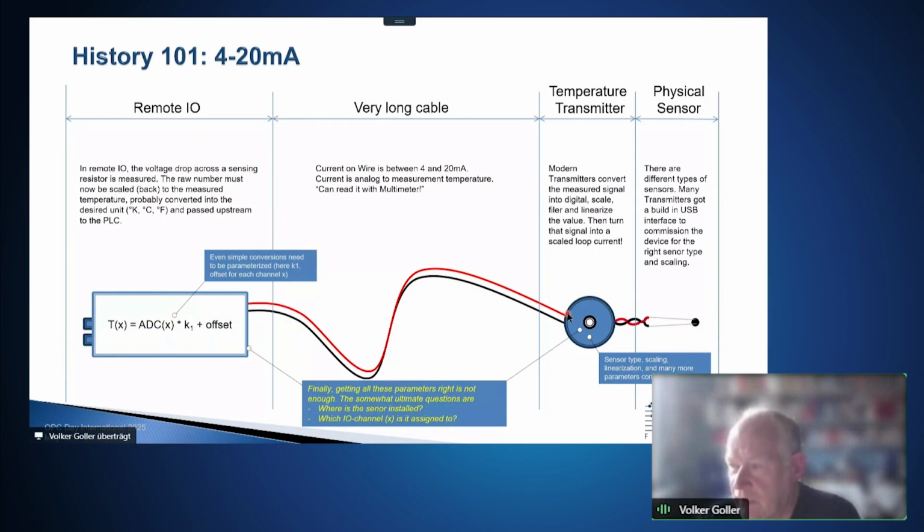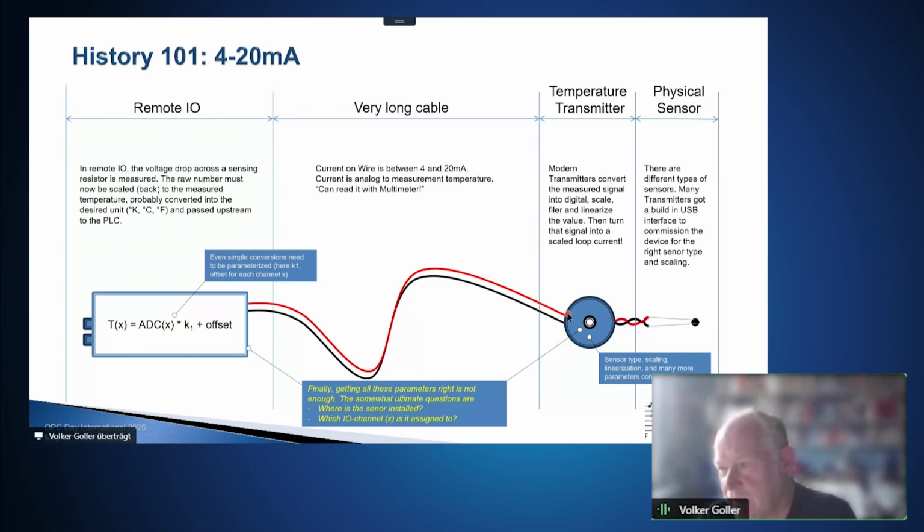On the equipment side, the 4 to 20 milliamp is then usually connected to remote I/O, where you read the voltage drop over a measurement burden, and then you have a formula to take the measured voltage that represents a current, that represents a temperature, back to a real value that is actually a temperature.